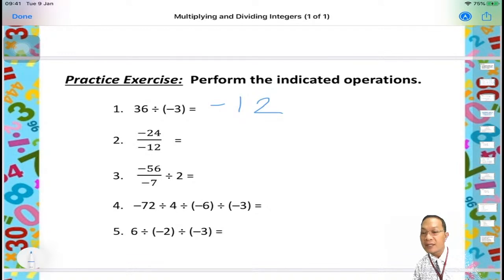Number 2, may I see? Negative 12. Number 2, what's the answer for number 2? Okay. Oh, Bill is very fast. Okay, number 2 is positive 2. How about number 3? Negative 56 divided by negative 7 divided by 2. What's the answer? May I see?